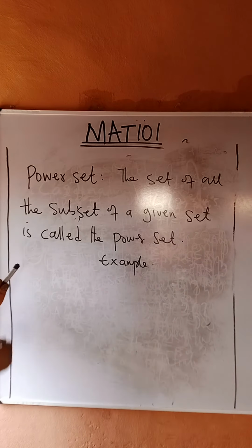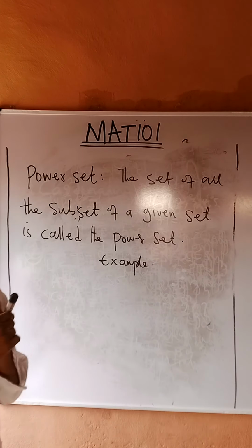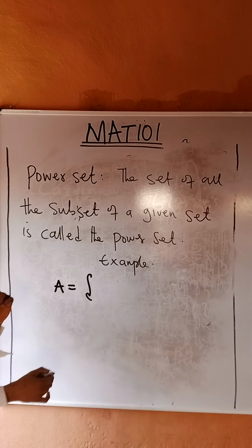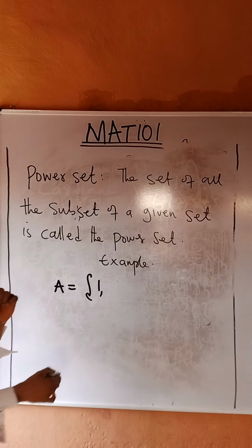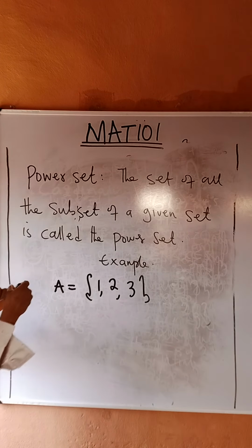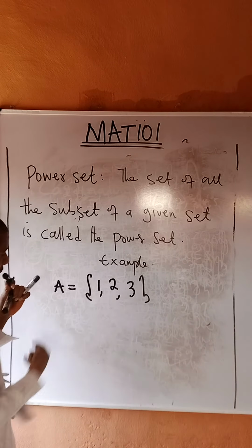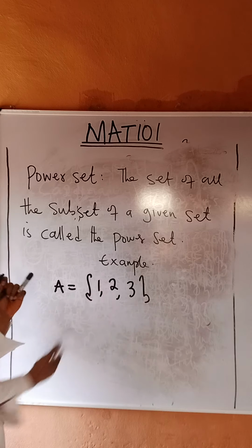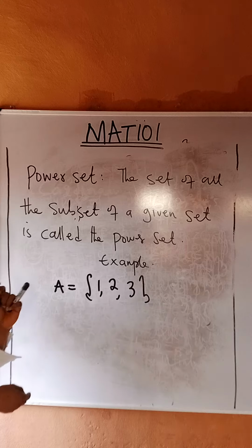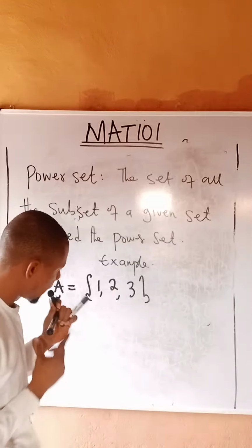We say that the set of all the subsets of a given set is called a power set. For example, if I have that A is a set containing 1, 2, and 3, and you are looking for the power set of this set, class, the power set of this are all the subsets of this particular set. That is what we define as a power set. Remember, the cardinality of a power set and what is called a power set are not the same thing.